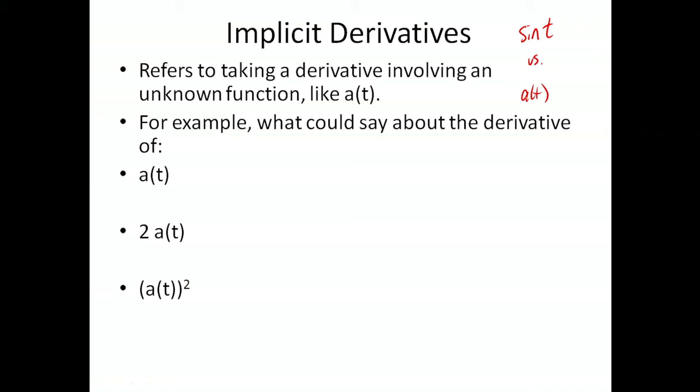But if I just have an arbitrary, random function like a of t, or an unknown function, and I want to say, well, what's the derivative of that? I can't give you a specific answer. I can't say that it's e to the t or anything like that. But I can say something about it. Sometimes this is going to seem a little silly because what we're going to say about it is oftentimes very basic, but it's a very important step in these related rates problems.